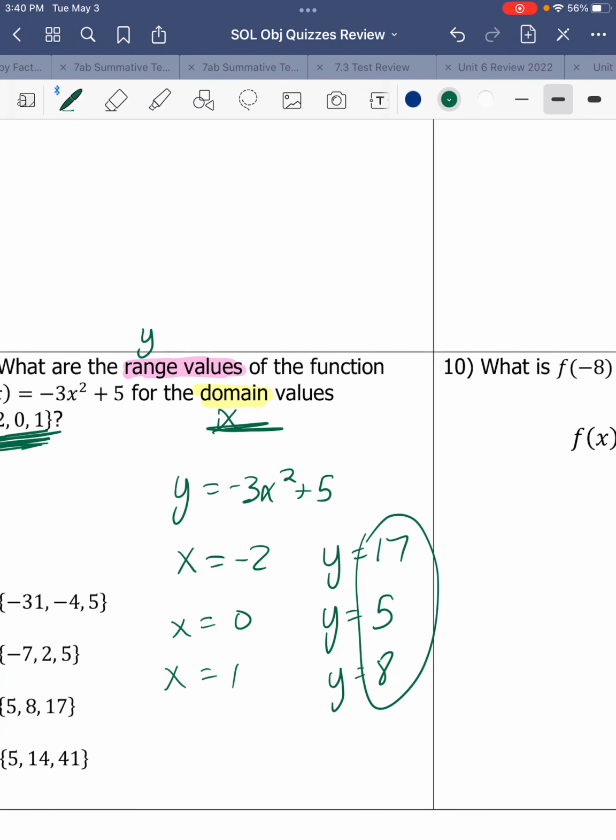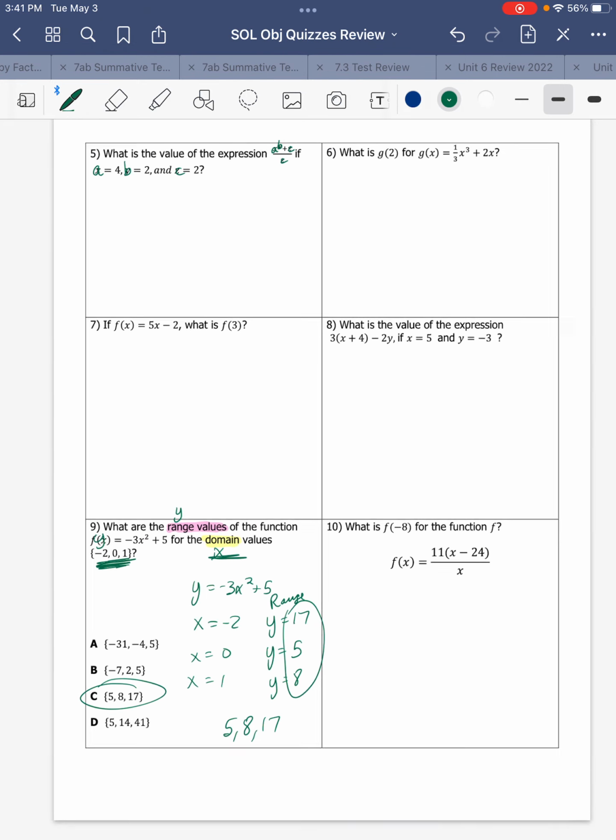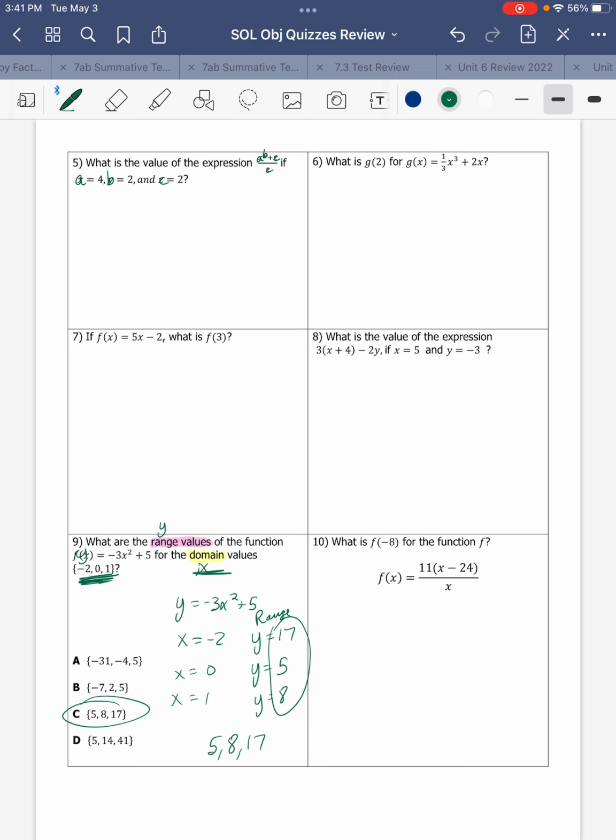So these 3 are my y values, those are my range. And the numbers go from 5 to 8 to 17. Well, which one is that? There we go, that's C. So these are the type of questions. You should be able to work on the rest of them and get practice using Desmos. You can also try to do them how we used to do, just substitute them in. It's always good to have more than one solution or way to do a problem. Thanks for listening.